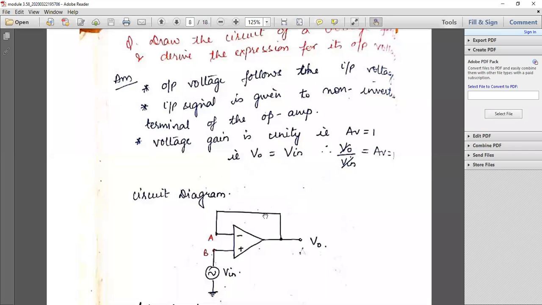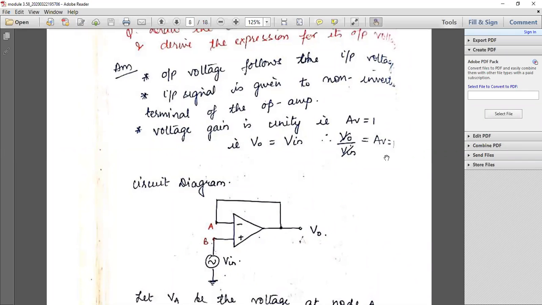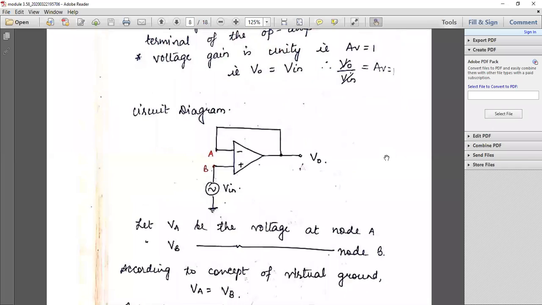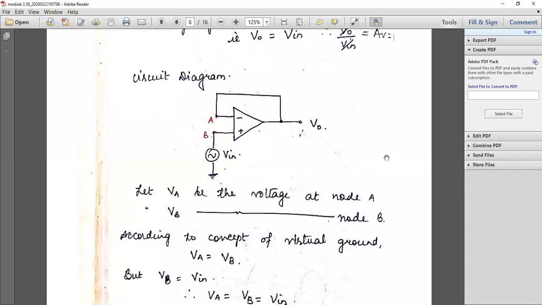That's what makes RF equal to zero, or the feedback resistance is zero here. So V naught by V in is equal to 1. So we can see the equations that are involved in it.